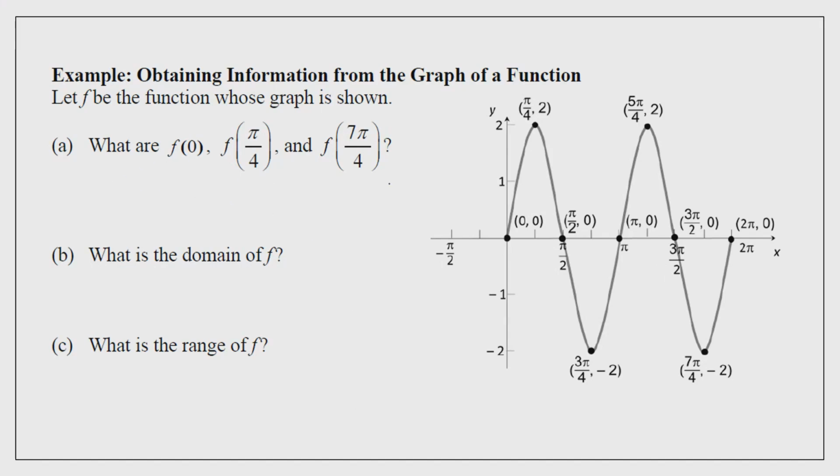So f of 0 means I'm going to go on the x-axis and find the point on my graph that has the x-coordinate 0, which is this one right here. So I know f of 0 equals 0.